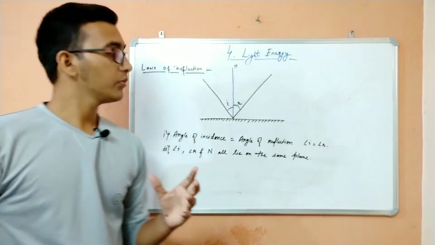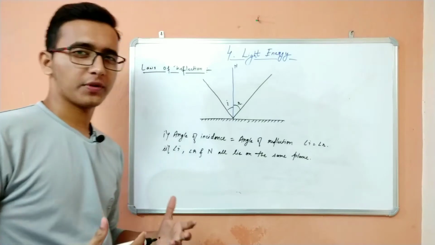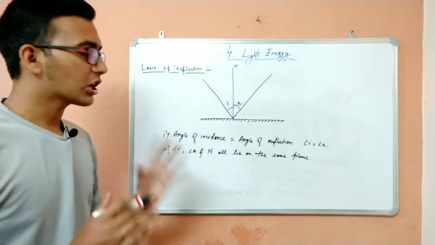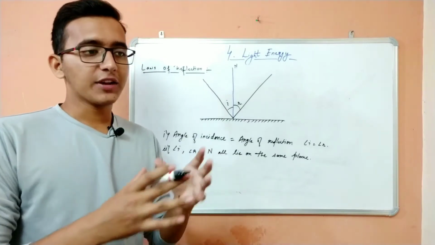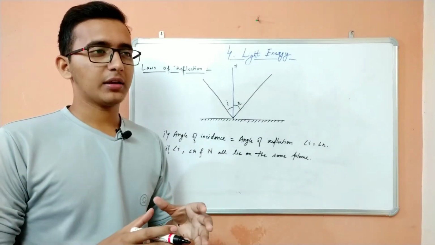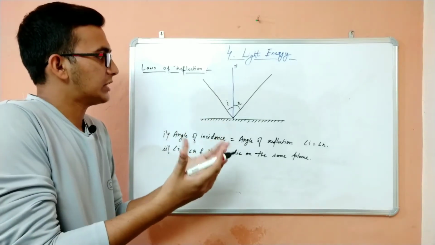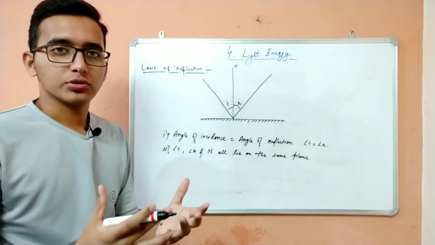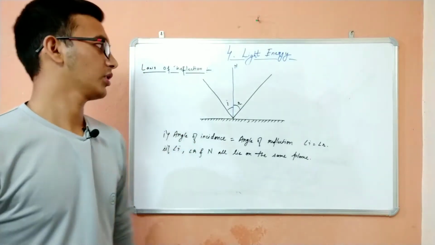So now we'll learn about the laws of reflection. There are certain laws that govern reflection. Reflection doesn't occur by just a mere fluctuation. It's not just a fluctuation in nature. There are some laws which define reflection properly. You need to know those laws, okay?